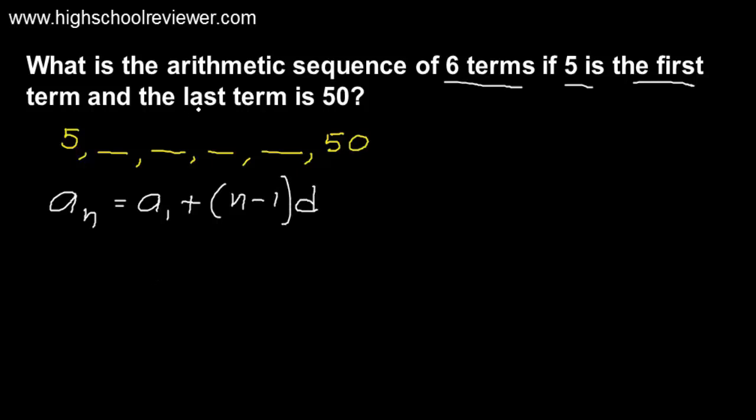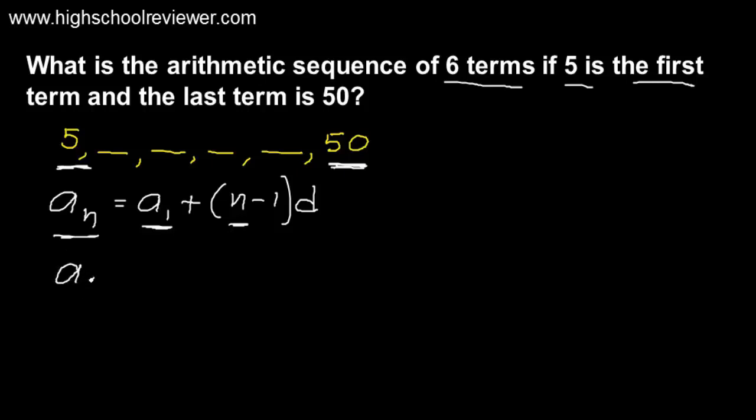We have here the first term, which is 5, so we can use it here. And then we have the sixth term, so we can get the value for n. For this a sub n, we are going to use the sixth term. We cannot use the first term because 1 minus 1 will be equal to 0. So let us use the sixth term to find the value of d.